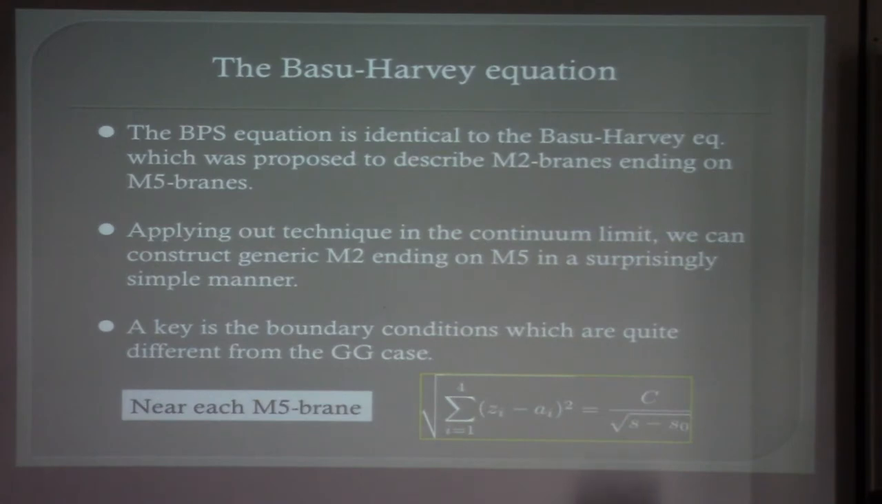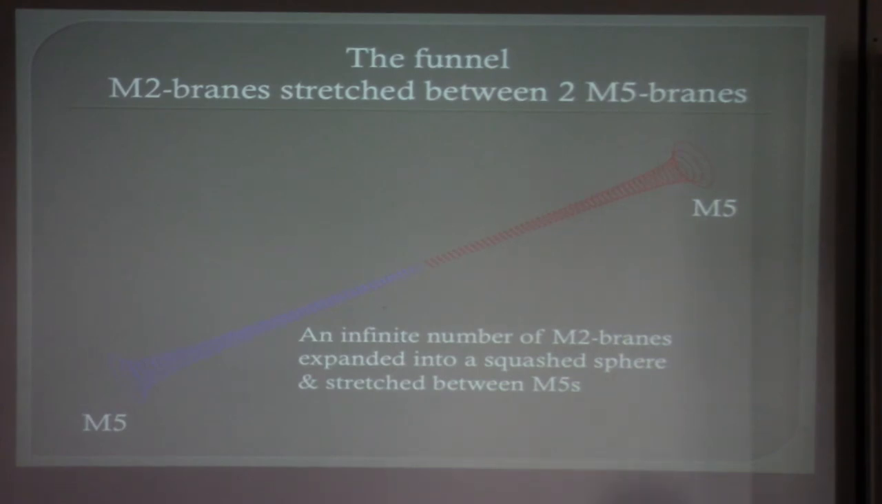But the point is that the boundary condition to solve the equation is very different from the giant graviton case. So for this M2 brane ending on M5, the boundary condition is this. Near each M5 brane, this Z has to behave like this. So this is the boundary condition I have to impose. But the problem is, again, just solving an electrostatic problem. And so for example, I can find a finite solution, two M5 branes connected by an infinite number of M2 branes expanded into a squashed sphere.